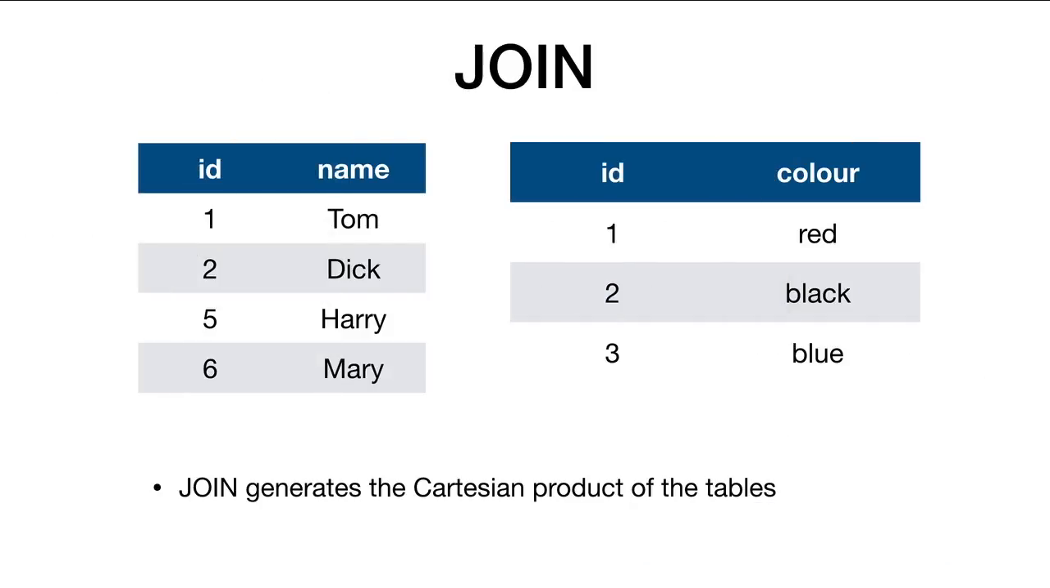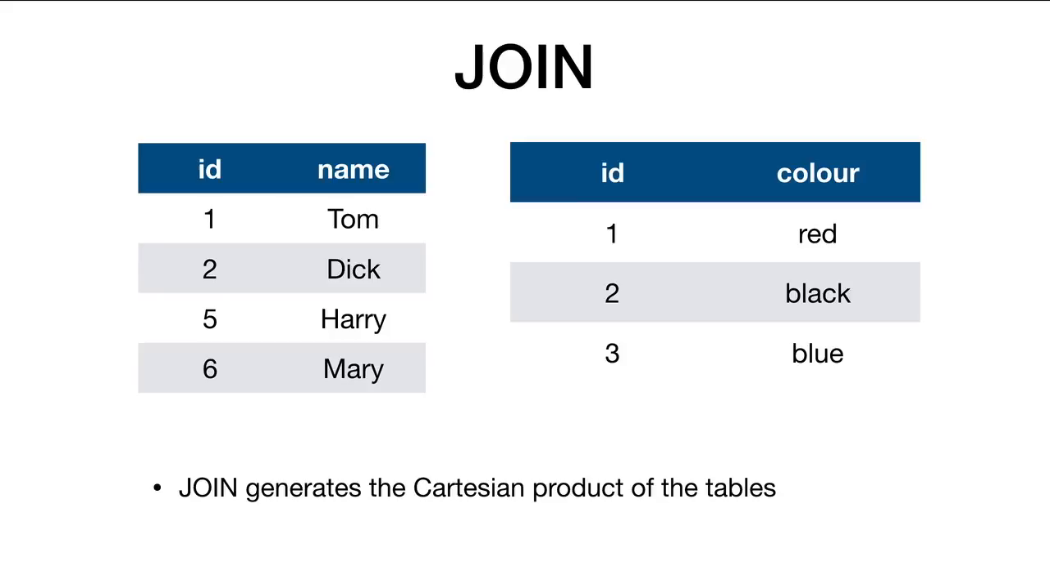The next thing we need to look at in SQL is the concept of a join. So a join combines two tables. And if we do a join with no criteria or no limits, we'll get what's known as the Cartesian product of the tables. So here on the left we have a table that is Tom, Dick, Harry and Mary, and we have another table, red, black and blue.